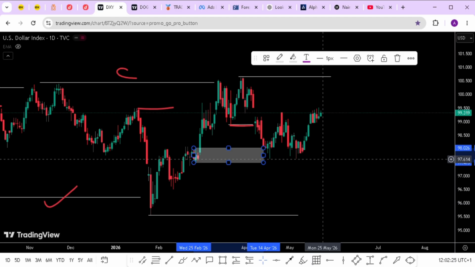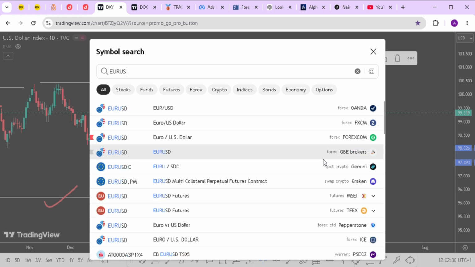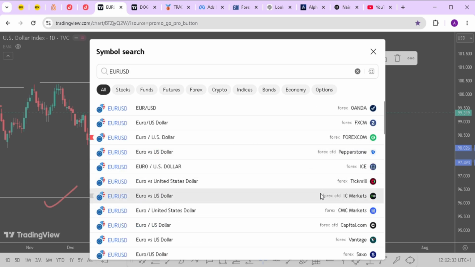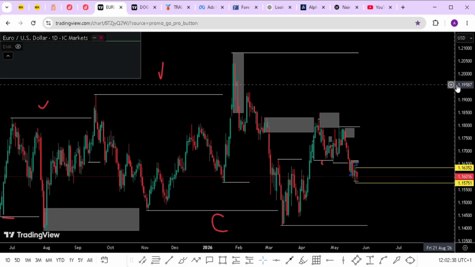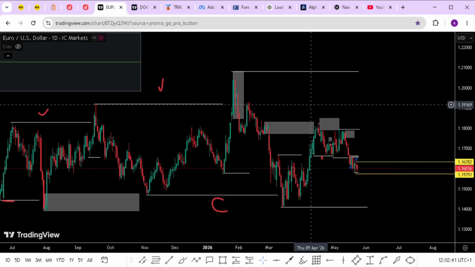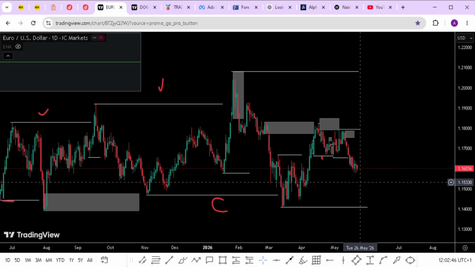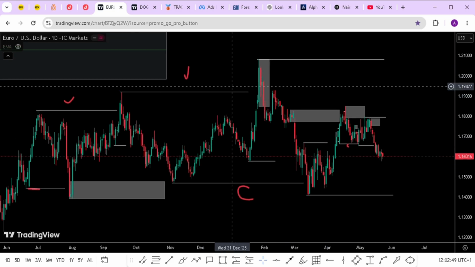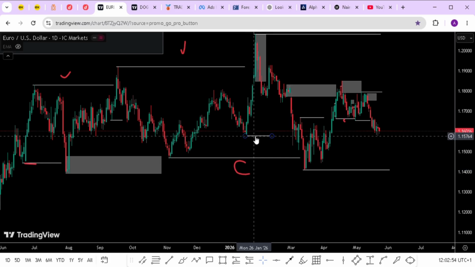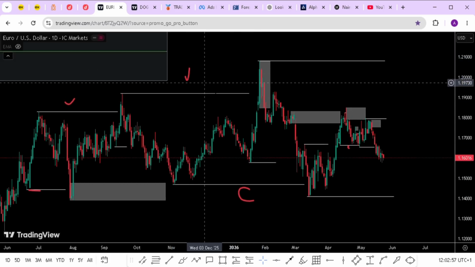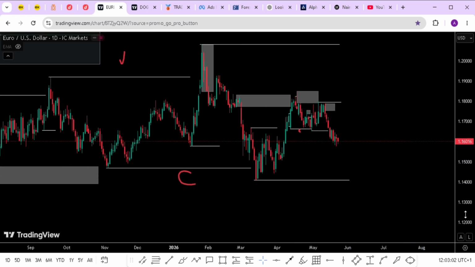I've done a lot of analysis on Euro USD, and the analysis is still intact. So let's use IC Markets. I think I had something like this. So this is what I have on Euro USD. As you can see, we had a change of character to the downside after this liquidity was taken. These are our last breaks of structure to the upside, and the market closed below here, which gave us a change of character to the downside.